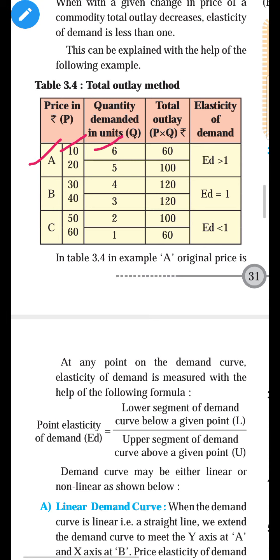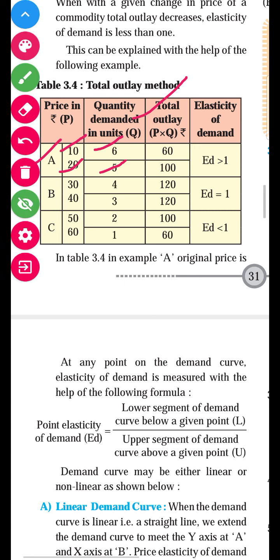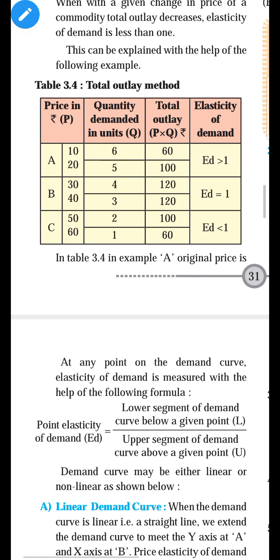And when the price increases from 10 rupees to 20 rupees, obviously the demand will decrease from 6 units to 5 units. So how to find out the total outlay or total expenditure method? How to calculate? Simply P into Q. So here price is given 10, demand is 6, so 10 into 6 is equal to 60.